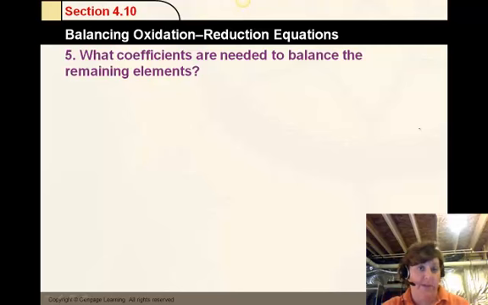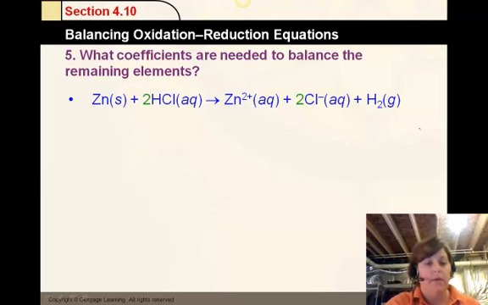We're not fully finished yet, because what coefficients are needed to balance the remaining elements? Well, we know that the 2 has to go with HCl, and then the 2 has to go in front of Cl, because there are 2 chlorines, and there are 2 hydrogens, and 1 zinc, and so forth. So now we've not only balanced for quantity, but we've balanced for charge.